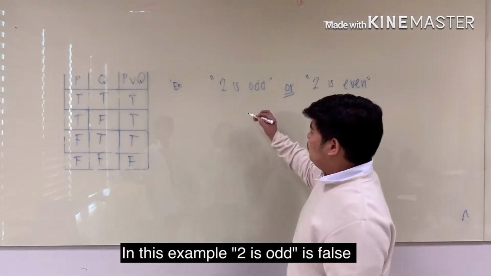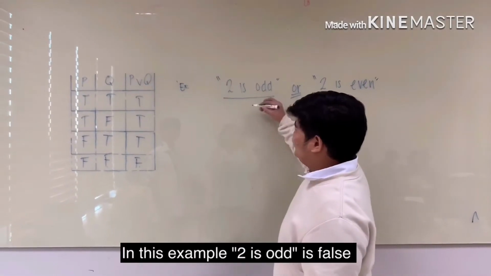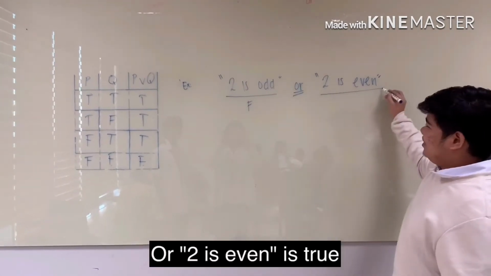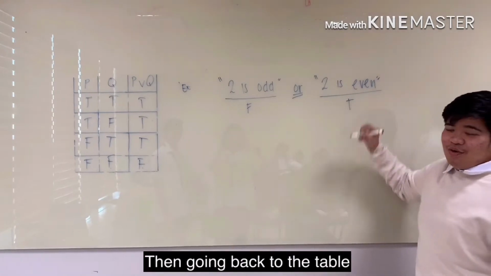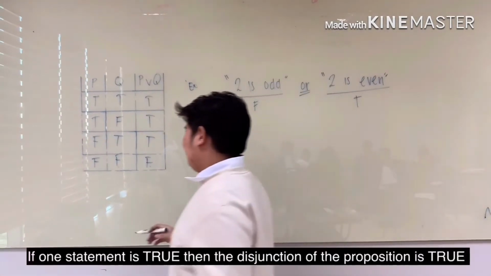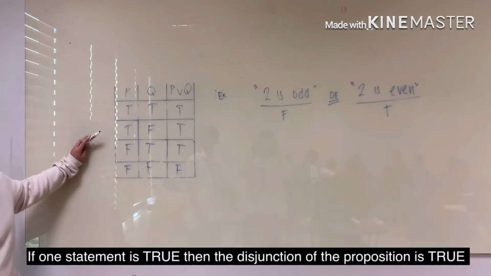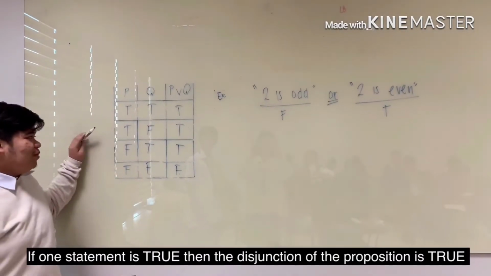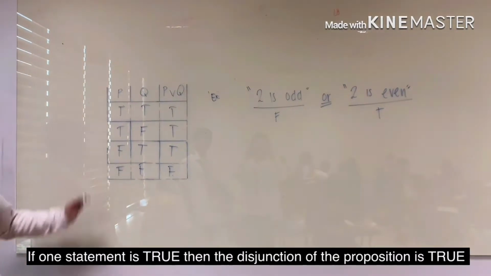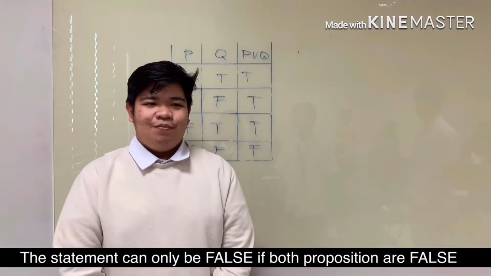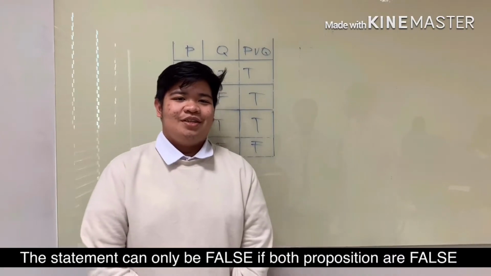In this example, 2 is odd is false, or 2 is even is true. Then going back to the table, if one statement is true, then the disjunction of the proposition is true. The statement can only be false if both propositions are false.